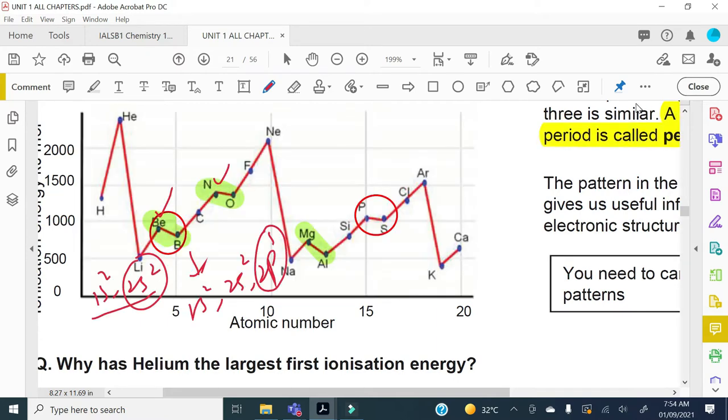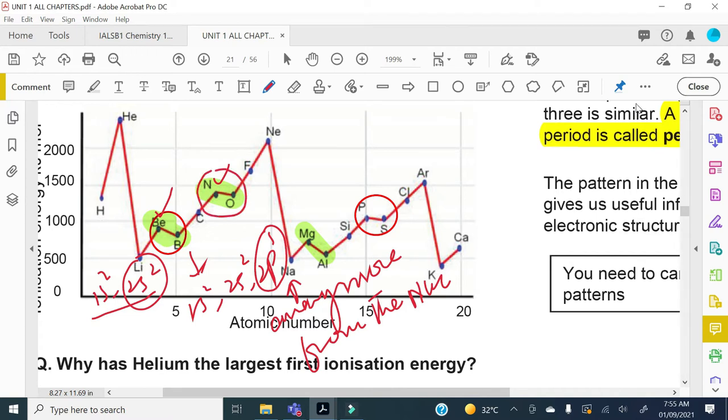Another orbital has started, subshell, right? The subshell or orbital p is farther from the nucleus as compared to s. This is away more from the nucleus, so that's why less energy is needed for boron. Okay, because it is away from the nucleus, so the force of attraction is comparatively less.